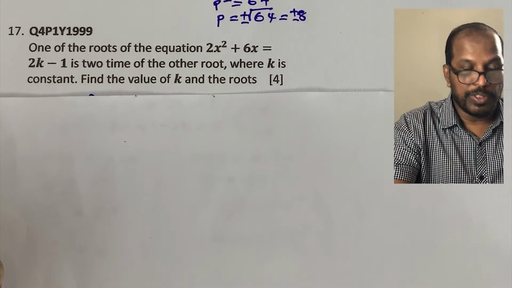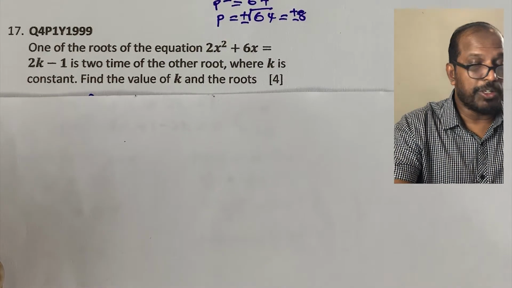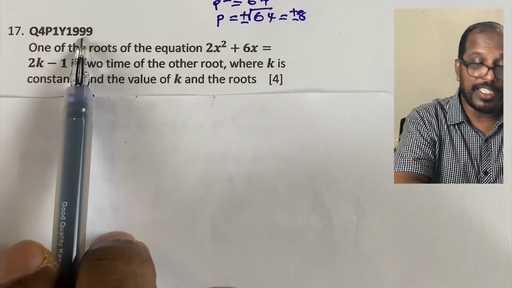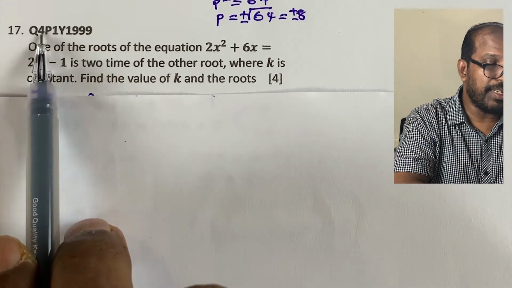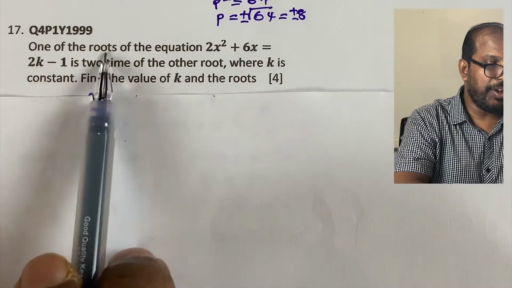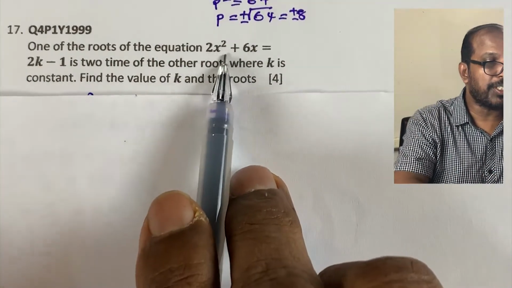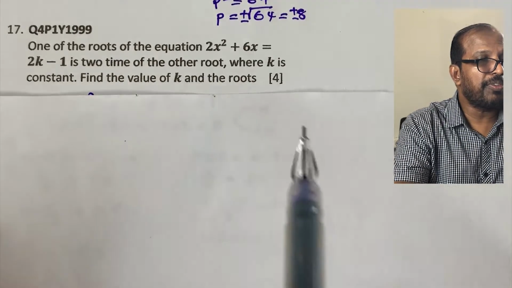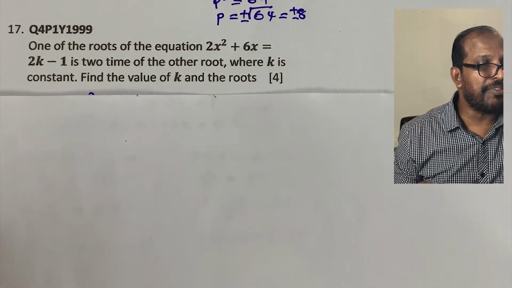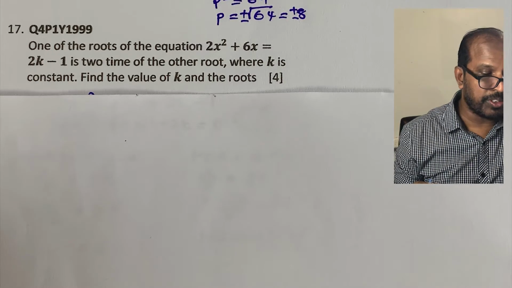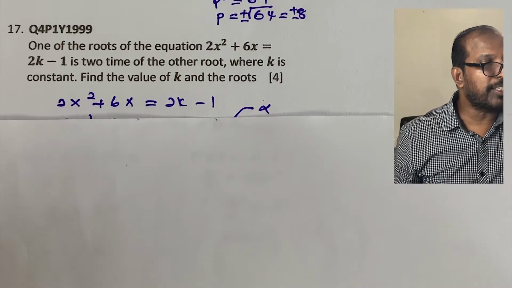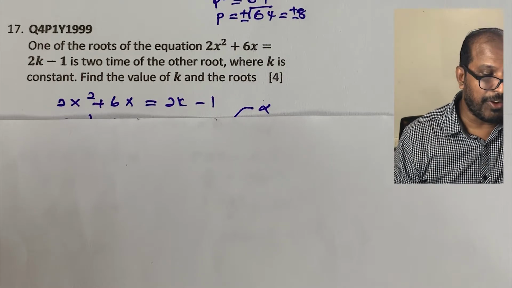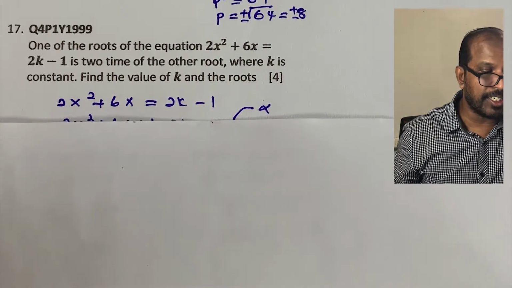Now we're moving on to the last example of Model 8. This came out in 1999, paper 1, question number 4. In this question, one of the roots of the equation 2x squared plus 6x equals 2k minus 1 is 2 times the other root, where k is a constant, and find the value of k and also the roots. This is not in the right form of the quadratic, so I'm restructuring the equation.